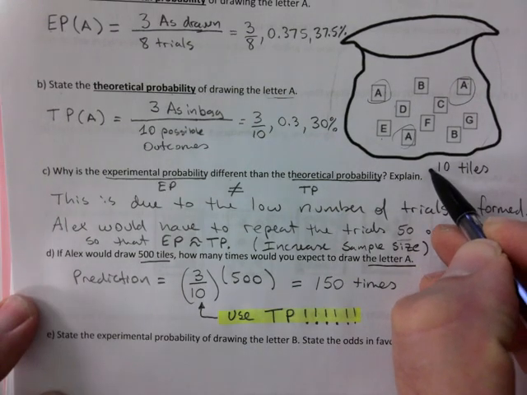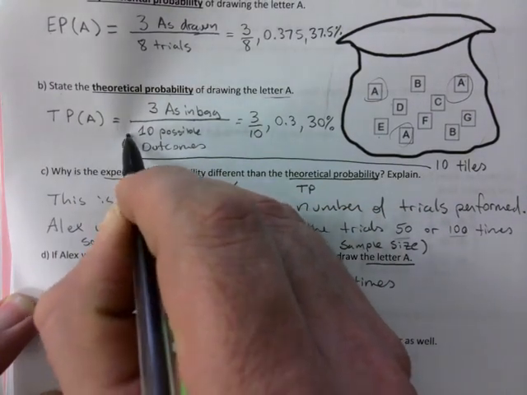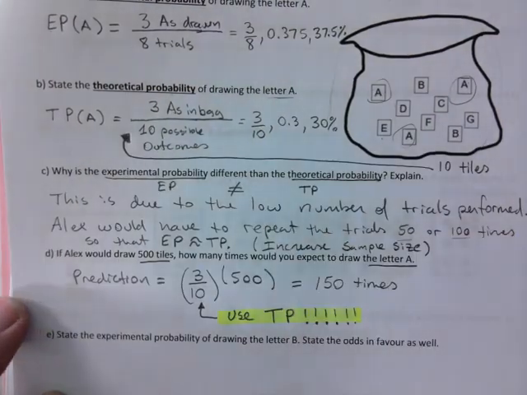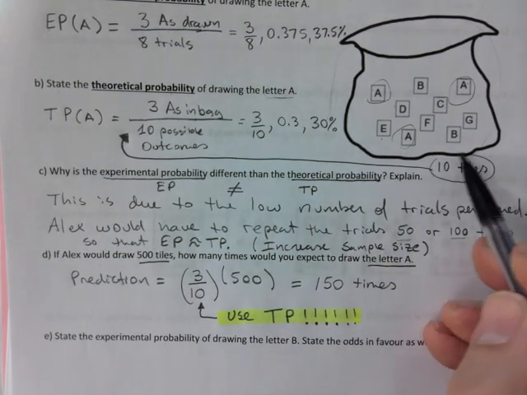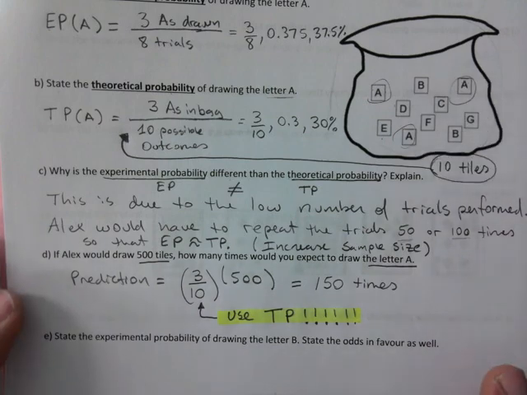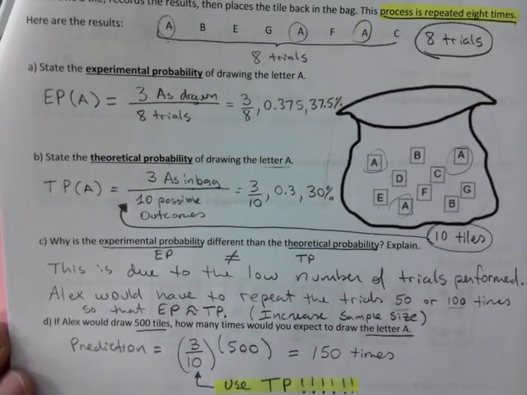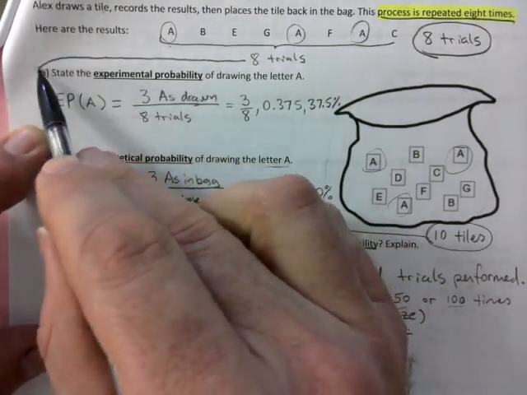So I'm going to take this 10 here, and just make sure you understand. That came from the number of tiles in the bag, right? Like how many options are there? How many sides does this die have, right? 6, sometimes 12, sometimes 4. In this case, there are 10 letters available to me. Whereas the experimental probability came from the number of trials.